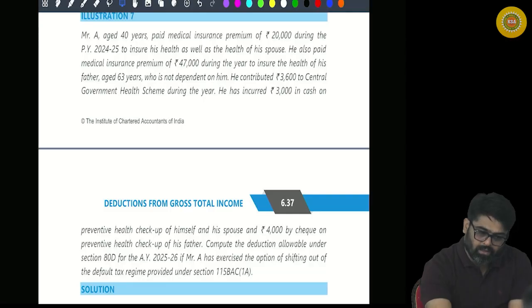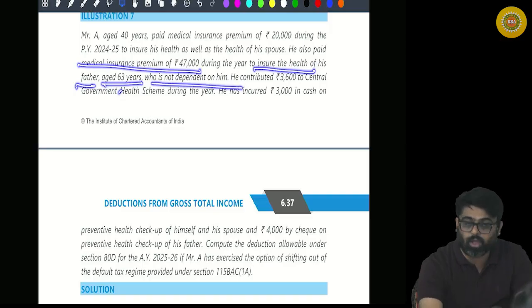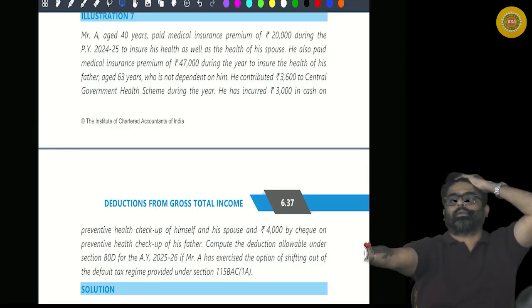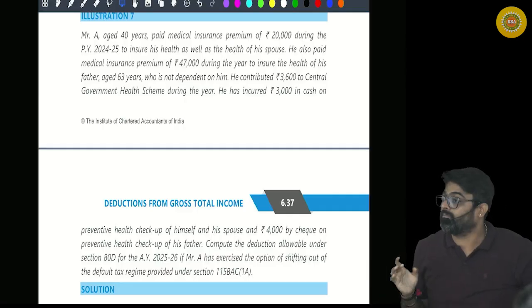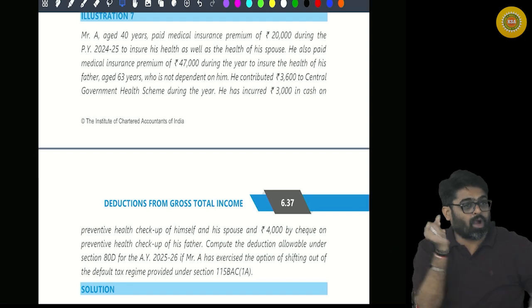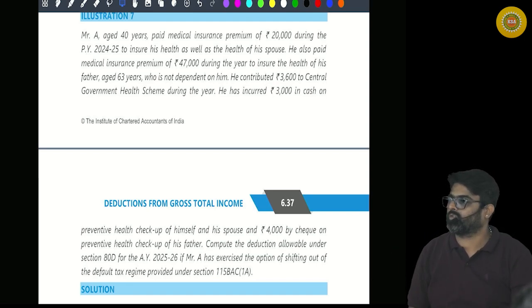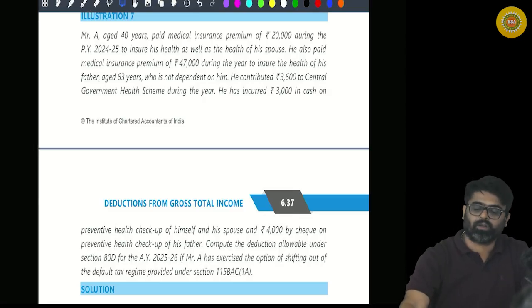He also paid medical insurance premium of 47,000 during the year to ensure the health of his father, who is not dependent on him. Father is not dependent. Father may be dependent, may not be dependent. Mother may be dependent, may not be dependent. Spouse may be dependent, may not be dependent. But children must be dependent. So even if father is dependent or not dependent, the premium you are paying will qualify. Is the father a senior citizen or not?